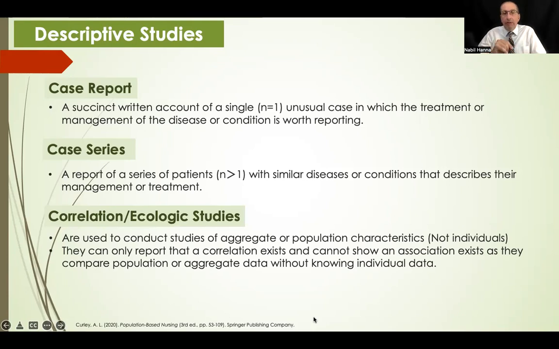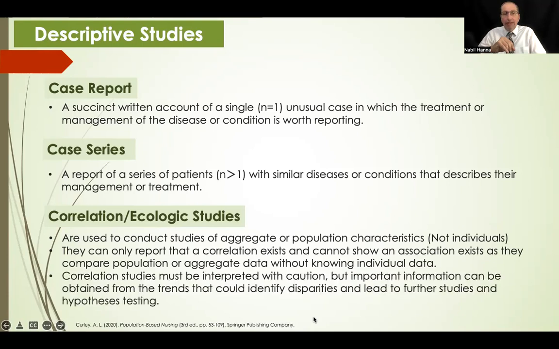They can only report that a correlation exists and cannot show an association exists as they compare population or aggregate data without knowing individual data. And that's an important kind of negative aspect of these ecologic studies. Correlation studies must be interpreted with caution, but still important information can be obtained from the trends that could identify disparities and lead to further studies and hypotheses testing.